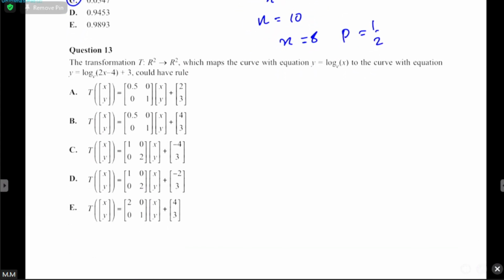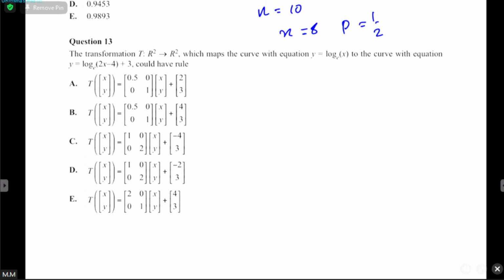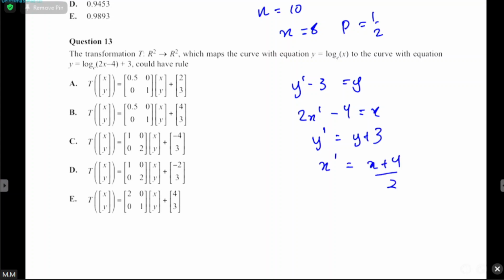You can actually evaluate this with the CAS. So y dash minus 3 is equal to y, for translating, and when you rearrange, 2x dash is equal to x plus 4, so y dash is equal to y plus 3, x dash is equal to x plus 4 on 2. When you evaluate these matrices, you should get something that looks like these two. So I think I got 8. Yeah.